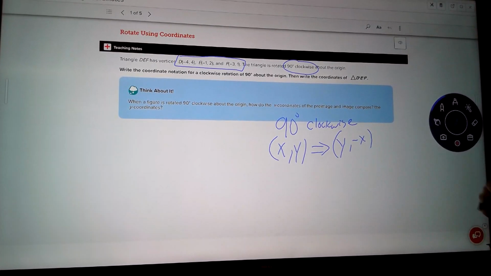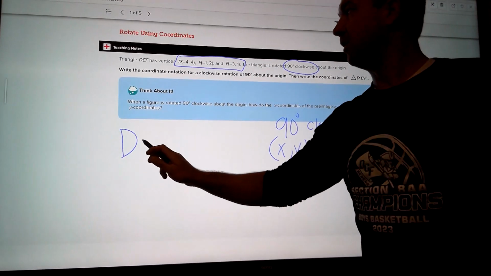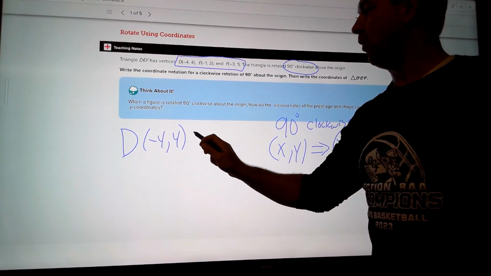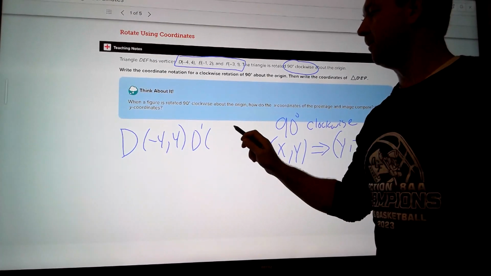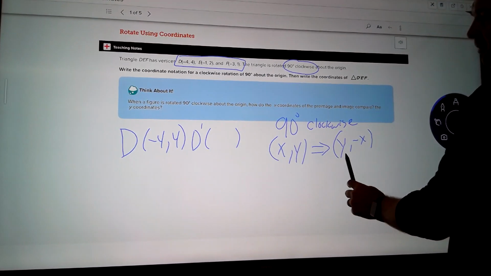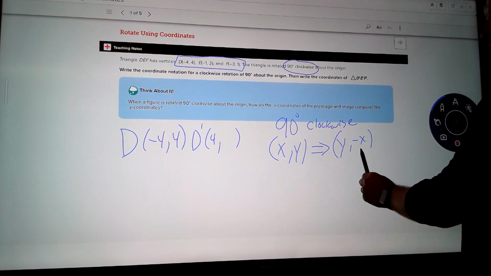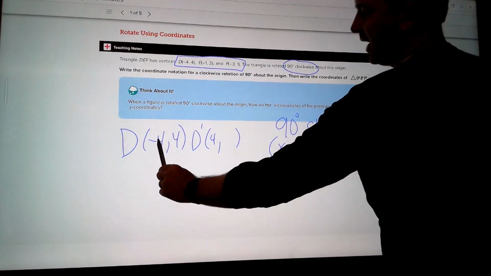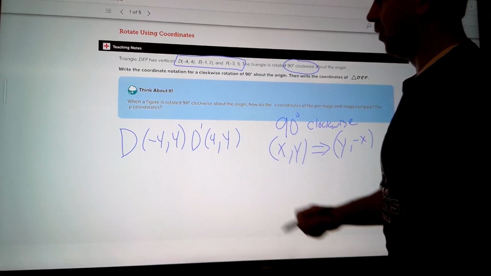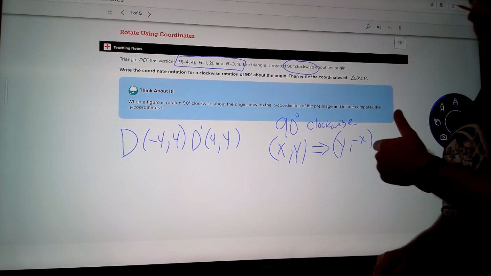So now let's do that with the numbers. My D was negative 4, 4. What would D prime become? My y becomes my new x, so that's 4. My new y is the opposite of what x was. Well, if this is a negative 4, what's the opposite of that? A positive 4. So the image of it would become positive 4, positive 4.